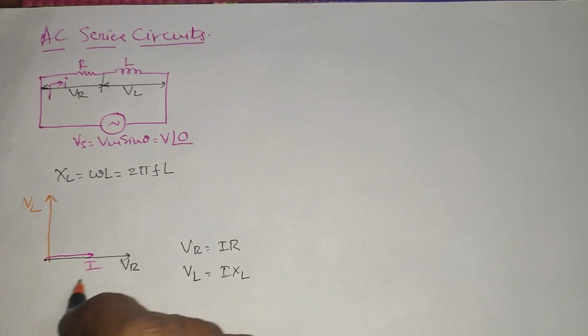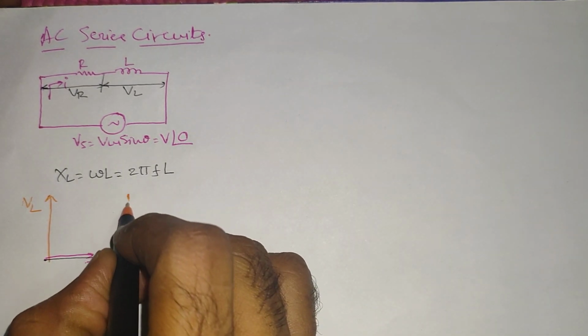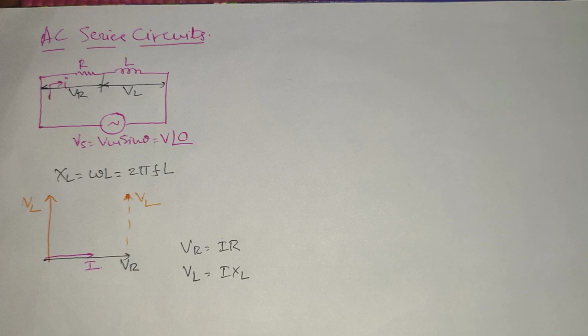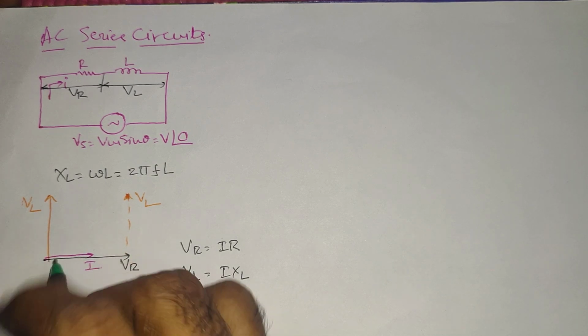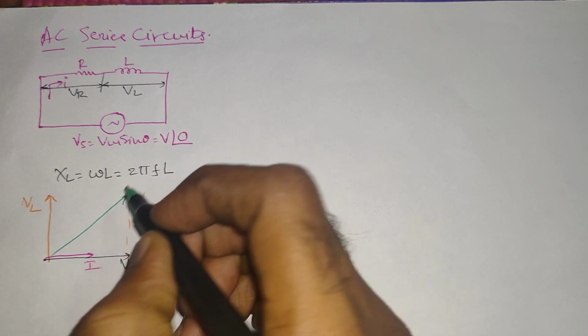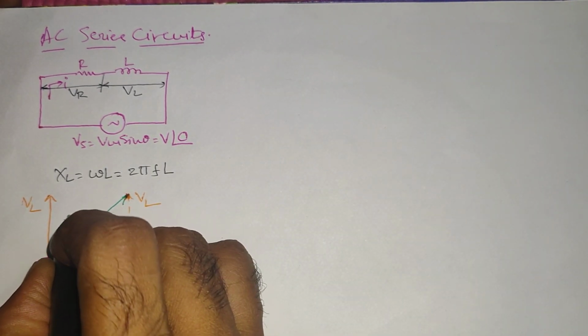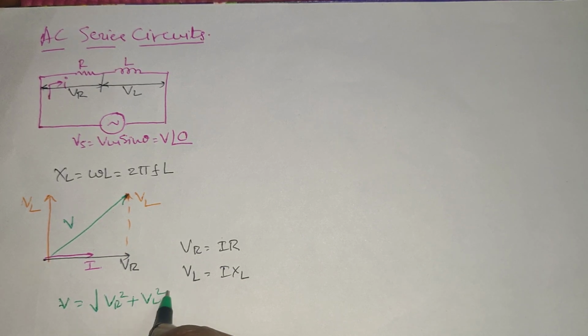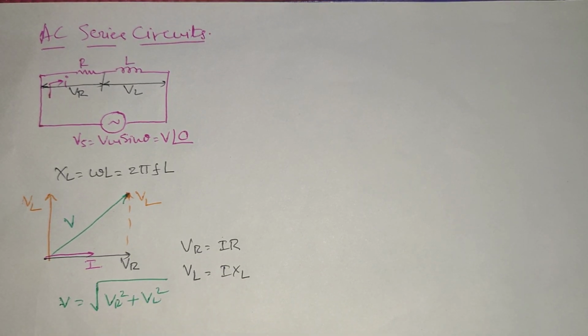So here the resultant of these two voltages, this is your VL, is equal to the total voltage represented in polar form. So this is the total voltage V, which is equal to square root of VR square plus VL square. And when these are represented in vector notation, we are going to have V bar is equal to VR bar plus VL bar.